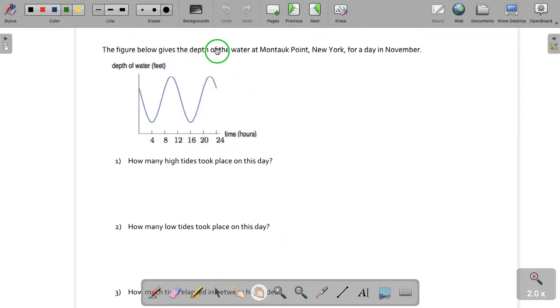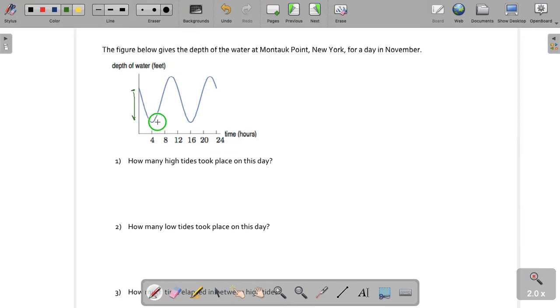The figure below gives the depth of the water at Montauk Point, New York for a day in November. Okay, now we don't know what the depth of the water is. It's in feet. This graph does not tell us how deep it is. Okay, but it looks like my time here is in hours, so 4 hours into the day, maybe 4 in the morning, I don't know, whenever 4 hours is, my water level drops from here down to there. Okay, so it's dropping.